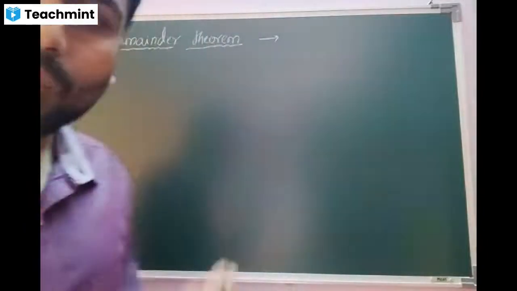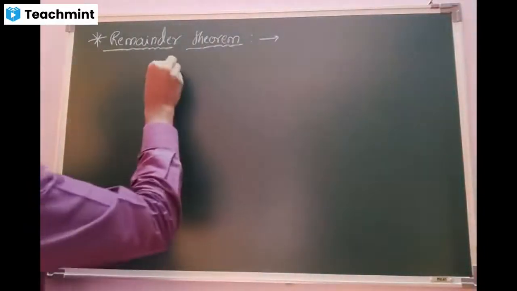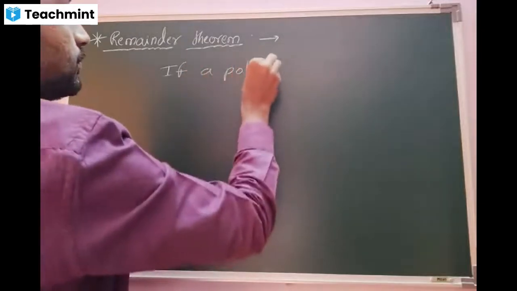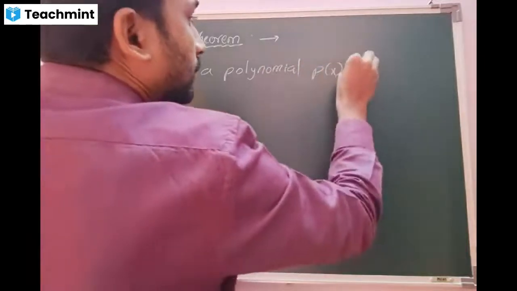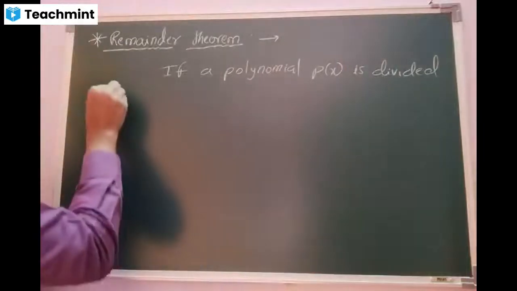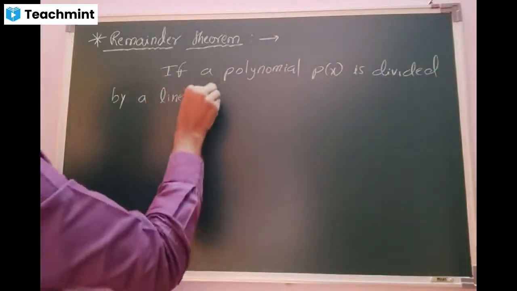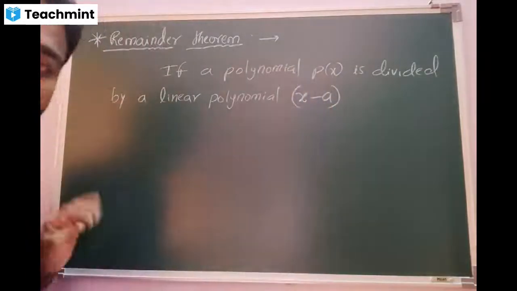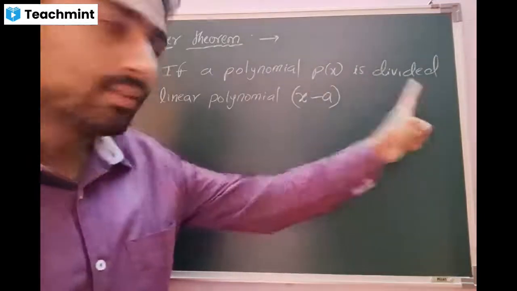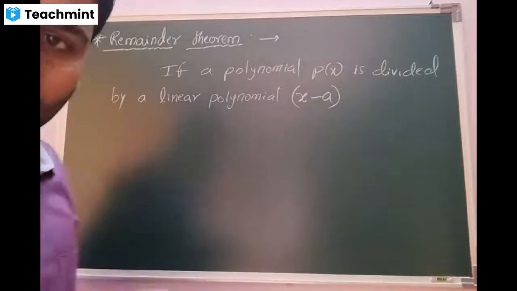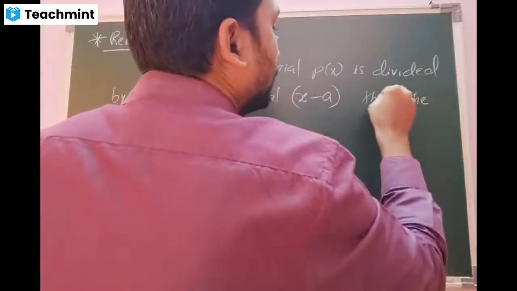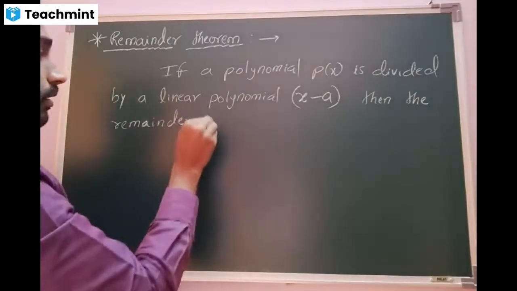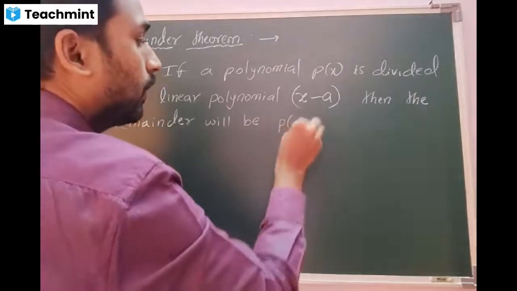Yes, sir. So about the statement, beta, make a para. Write down. If a polynomial p of x is divided by a linear polynomial, a linear polynomial x minus a, put it in the bracket. If a polynomial p of x is divided by a linear polynomial x minus a, then the remainder will be P of A always.